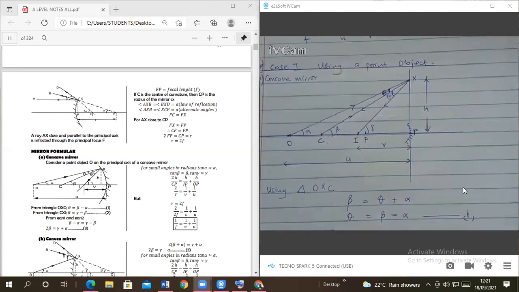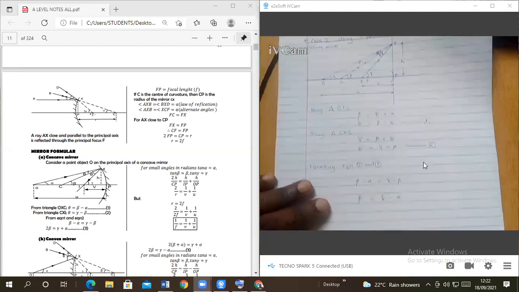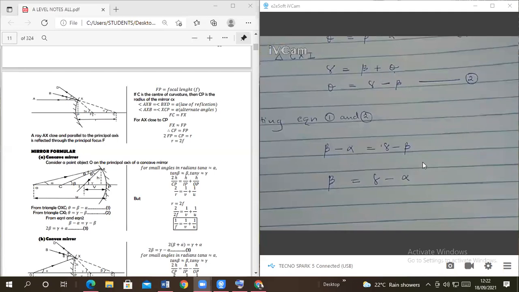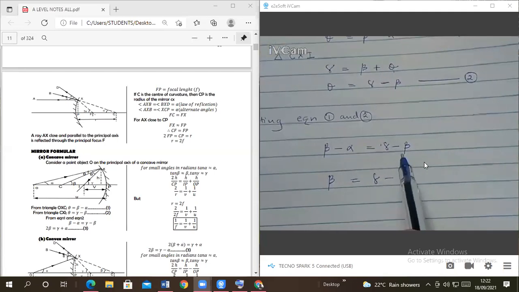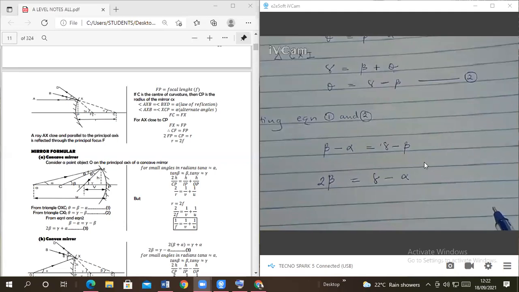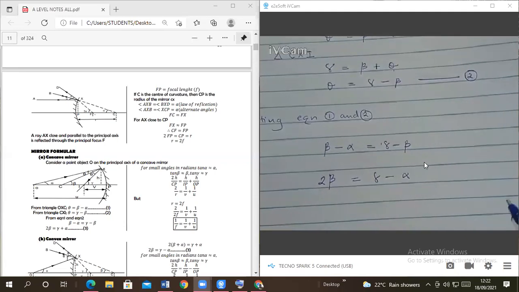Teacher. Yes. Yes, Stephen, ask. It has to be 2 beta, which is equal to gamma plus alpha. It has to be what? It has to be 2 beta, equal to gamma plus alpha. Yes, correct. When you bring beta this side, it adds up with this one. So 2 beta is equal to gamma plus alpha. Like that, isn't it?